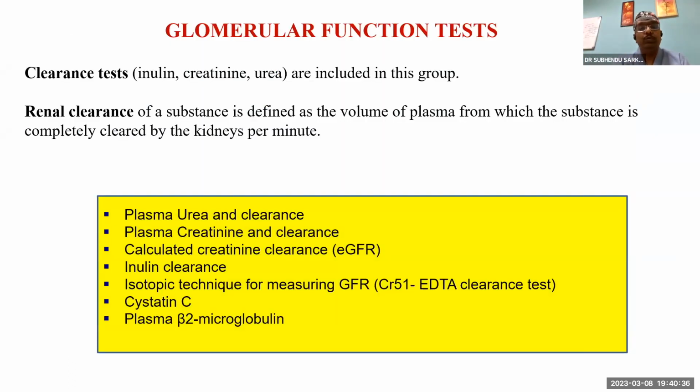The next one is the glomerular function test. This glomerular function test actually includes the clearance test. Renal clearance is defined as the volume of the plasma from which a substance is completely cleared by the kidney per minute. This is the definition of renal clearance of any substance. The glomerular function tests are headed under plasma urea clearance, plasma creatinine clearance, calculated creatinine clearance, which is called eGFR, inulin, isotopic technique, cystatin C, and plasma beta-2 microglobulin. These are all the tests that come under the heading of glomerular function test.